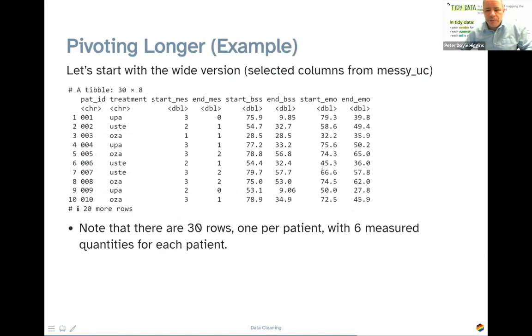So you start with the wide version. We're going to use selected columns from messy UC. And currently there are 30 rows, 1 for each patient, with 6 measured quantities for each patient. So you'd predict if we pivot all the measures, there would be 6 times 30 or 180 rows. And that's part of the confirmation that Shannon was talking about. When you make a data wrangling change, confirm it. Check that it turned out the way you expected.